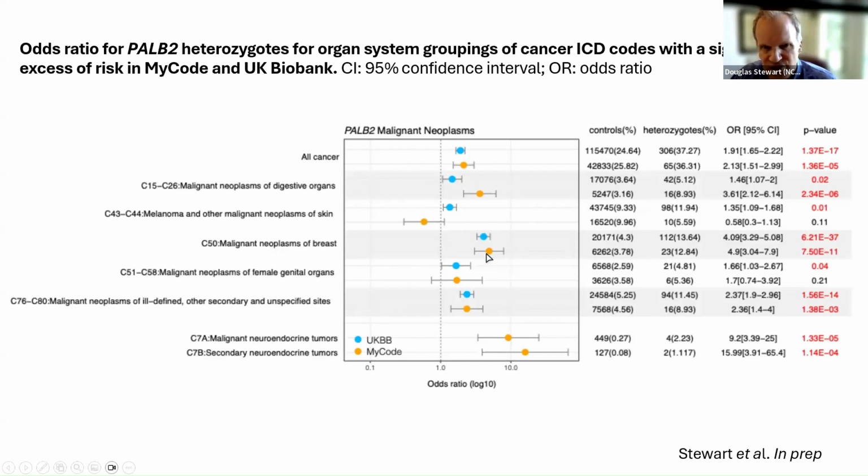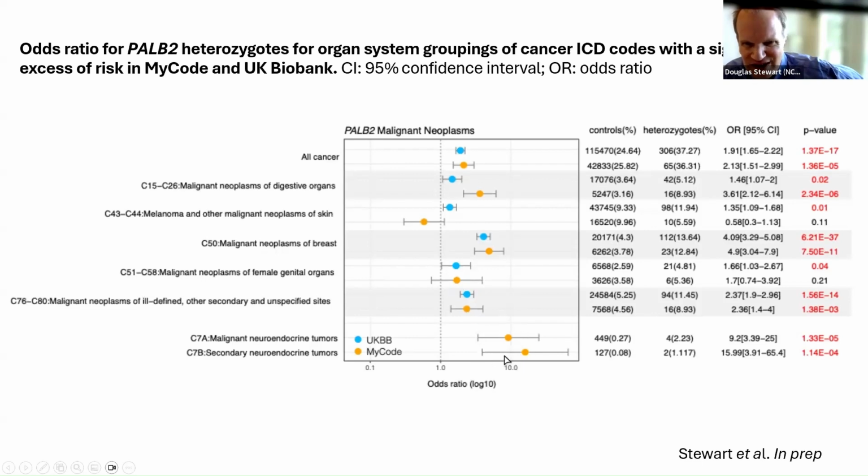Not surprisingly, we see a signal for breast, and we see a borderline signal for ovarian. This is the female genital category, but it is driven by ovarian. You can see it's barely significant. And I know Mark Tischkowitz's talk about a month ago in this forum said, I think his words were, ovarian was on the cusp of having surveillance for PALB2 heterozygotes. And we see this signal in UK Biobank, not seen so much in MyCode.